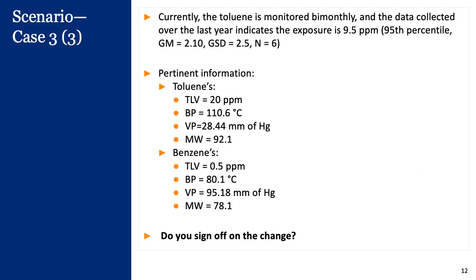Can we do this? Here are some pieces of information that you have in your capacity as industrial hygienist for this plant. Toluene is monitored bi-monthly, and the data collected over the last year indicates that the exposure is roughly 9.5 parts per million, 95th percentile. Toluene has a threshold limit value of 20 parts per million. We know its boiling point, its vapor pressure, and its molecular weight. And we also know the same pieces of information for benzene. So do you want to sign off on the change?